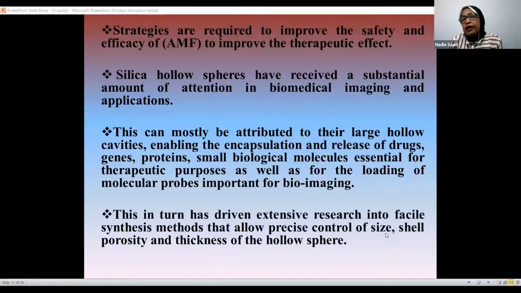So a new strategy is required to improve the safety and efficacy of amifostine, to improve its therapeutic effect as a cytoprotector for normal tissue. So we use silica hollow spheres, which have attracted attention in biomedical imaging and applications. In this study, we use an encapsulated form of silica hollow sphere with amifostine to form this new kind of treatment.